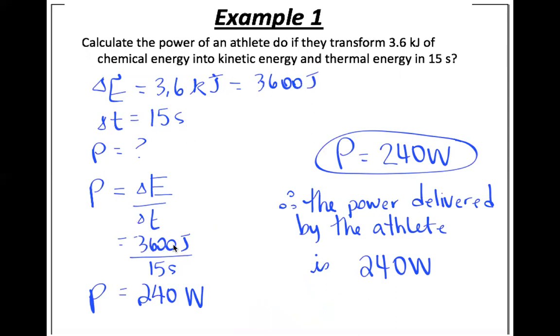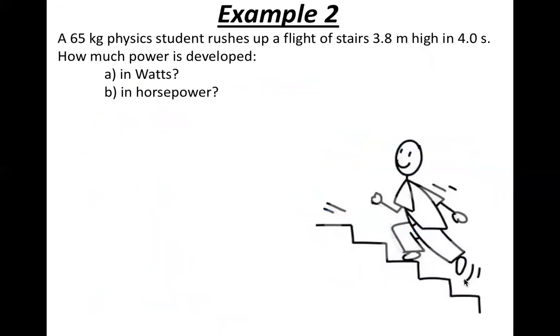Our power is just 3,600 divided by 15 seconds, and we get a power of 240 watts. So the watt is the SI unit that we get when we divide the SI units of energy and time. So the power delivered by the athlete is 240 watts.